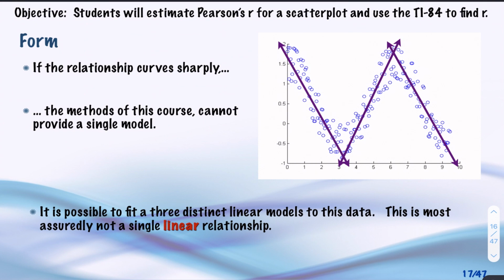If the relationship curves sharply, like here, then the methods of this course cannot provide a single model. If you're thinking solely in terms of lines, we would have to have 3 different lines to fit this data set, and that's just not appropriate. Again, it is possible to fit 3 distinct linear models to this data, but this is assuredly not a single linear relationship, and that's what we want to be able to do, because once we build a linear model, we can then predict values.